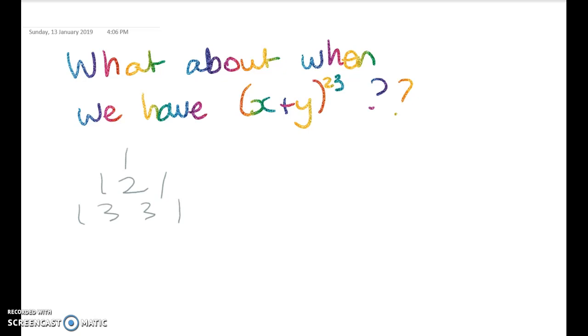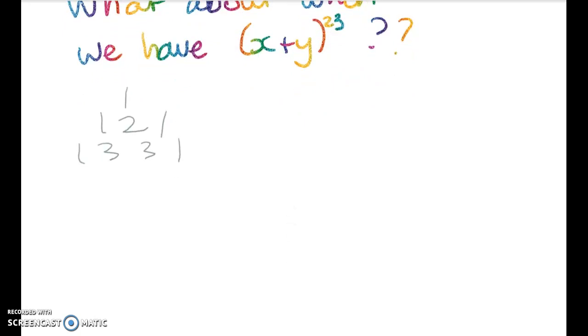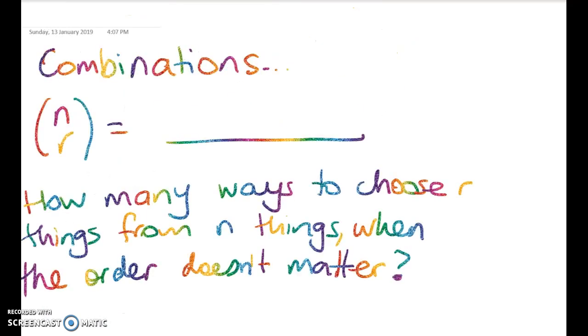So we're now going to start talking about a thing called a combination. And a combination is just Pascal's triangle, but it's a formula that will let me skip all the way down to any part of it. Okay, so a combination is how many ways are there to pick r things out of n things. And that's when the order doesn't matter.